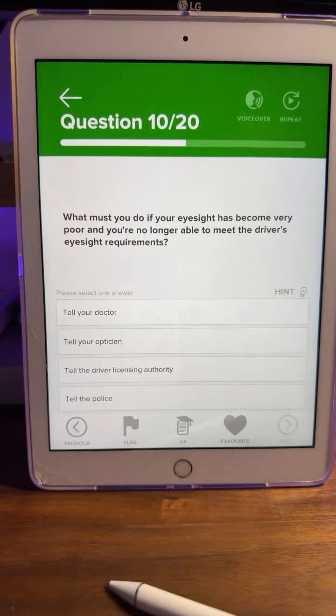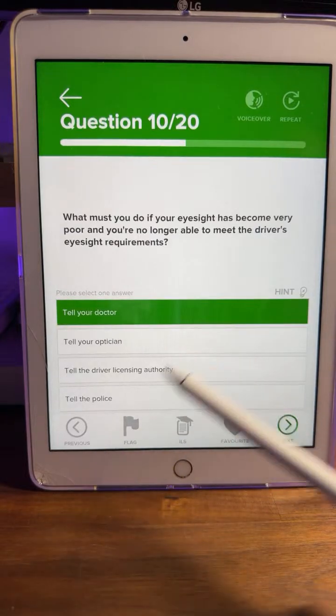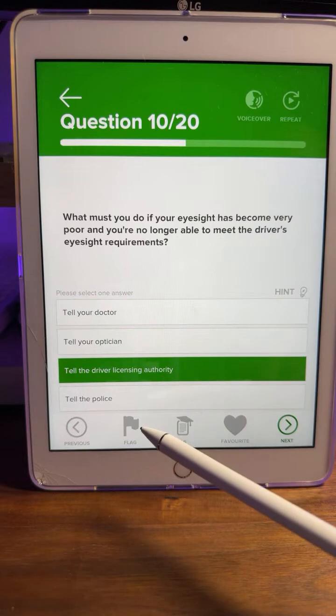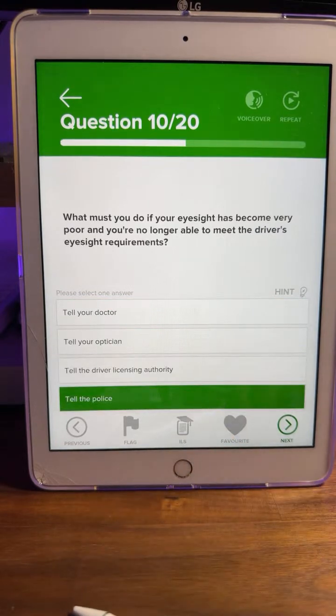Question 10. What must you do if your eyesight has become very poor and you're no longer able to meet the driver's eyesight requirements? Tell your doctor, tell your optician, tell the driver licensing authority, or tell the police. A, B, C, or D. Jones is saying C. Nish is saying C. Ashley's saying C as well. Annabelle, Becky, Wally, Asensio, you're all saying C.